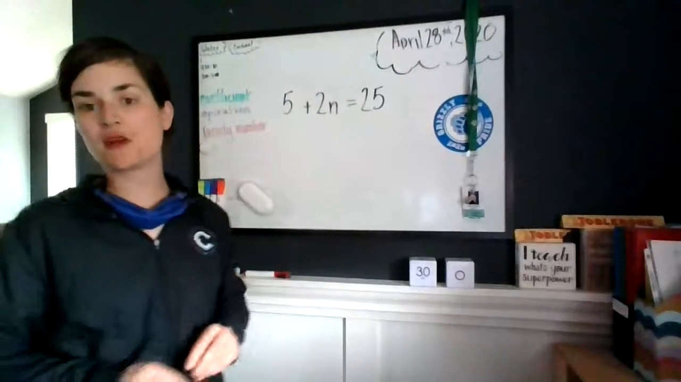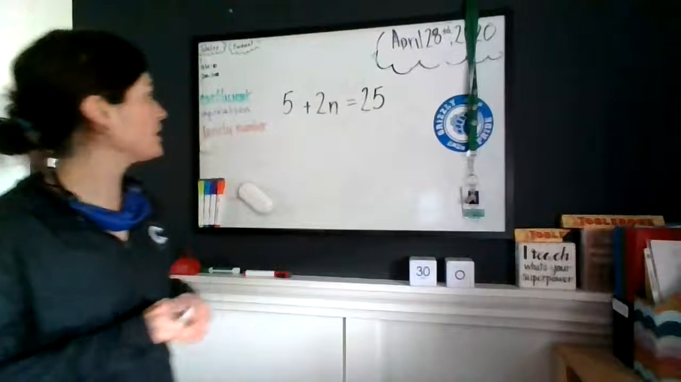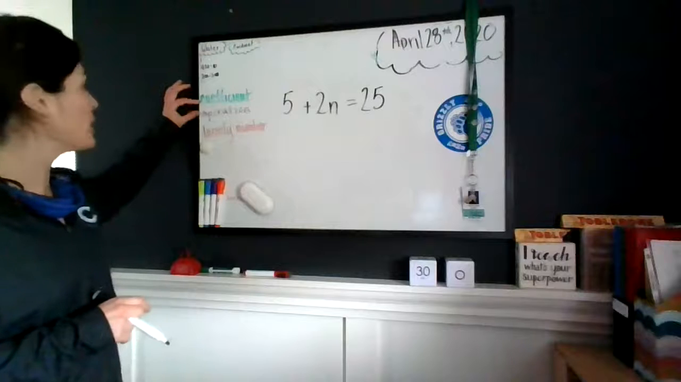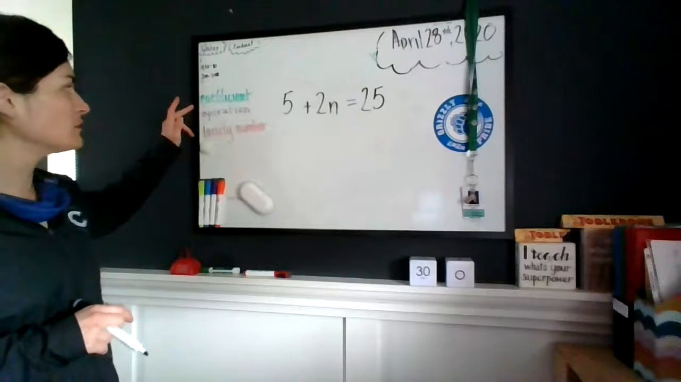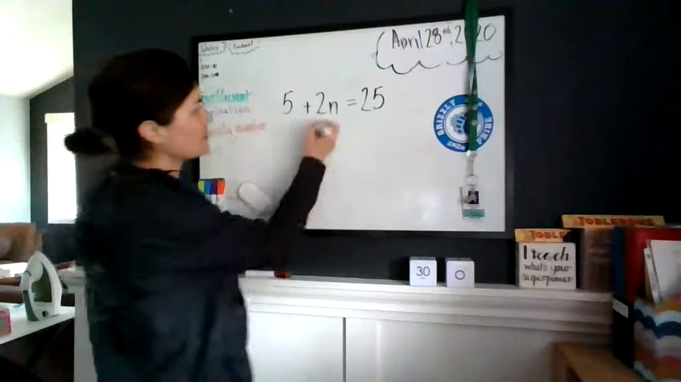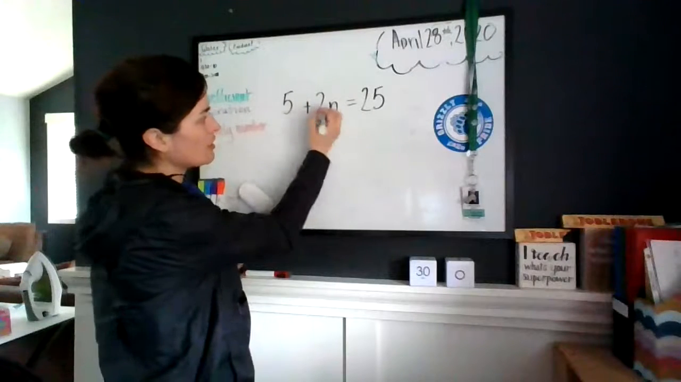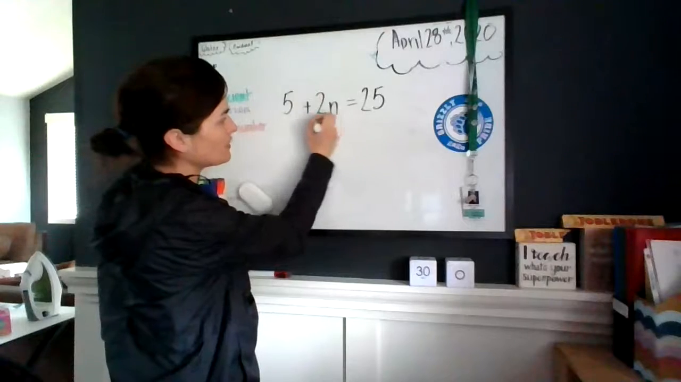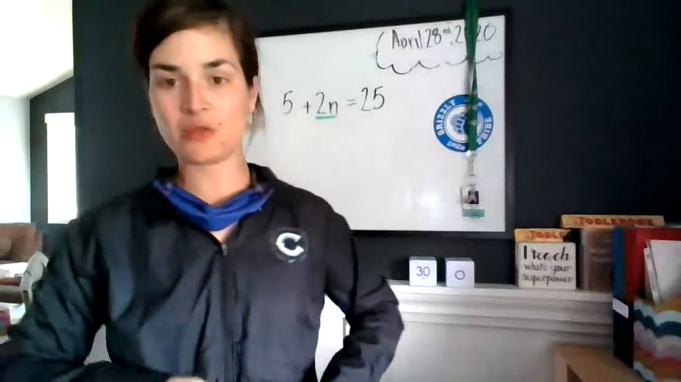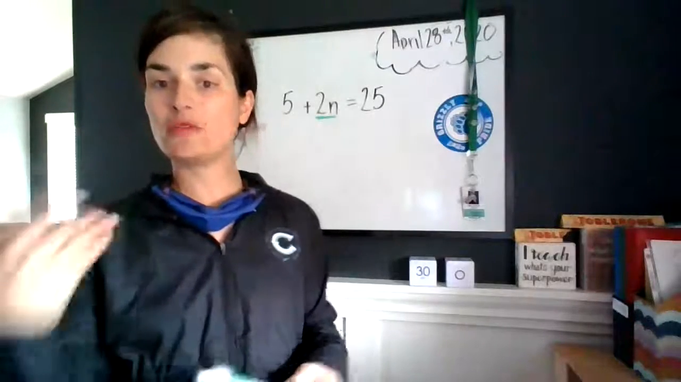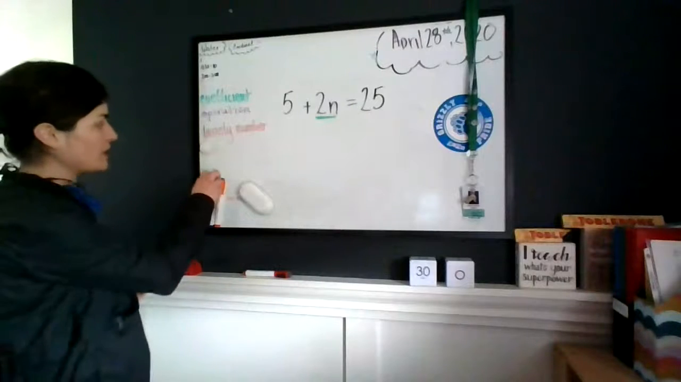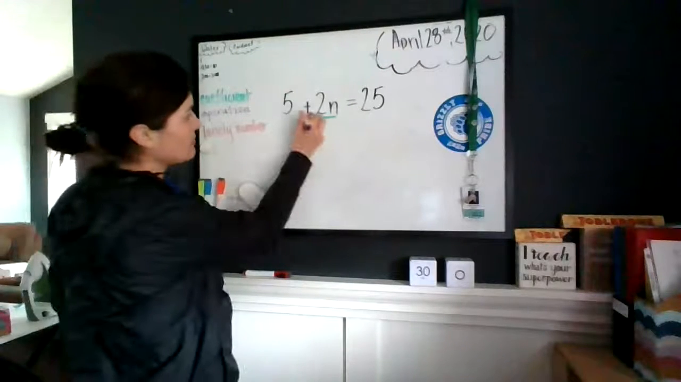Before I get started solving the problem, I want to point out what our coefficient is, our operation is, and our lonely number. Okay. So our coefficient is attached to our unknown variable. Our coefficient is 2, and that's going to also be our divisor. We know that when we are walking through two-step equations, our coefficient is always our divisor. Okay. Our operation is addition.